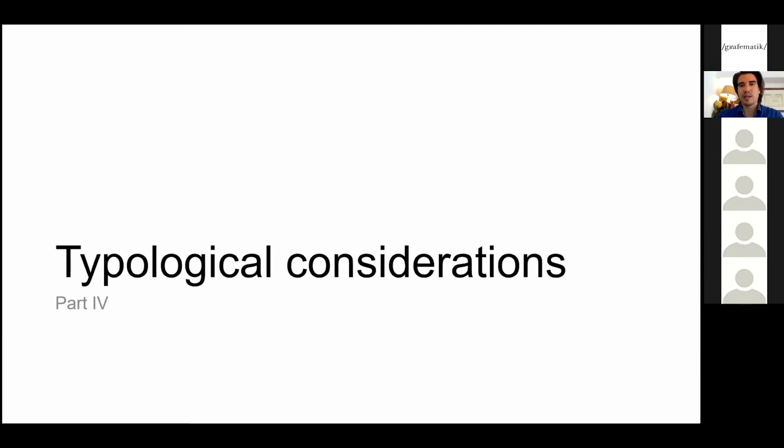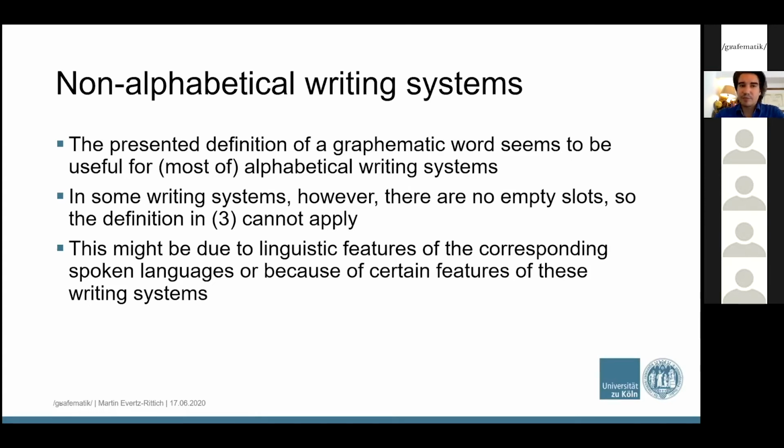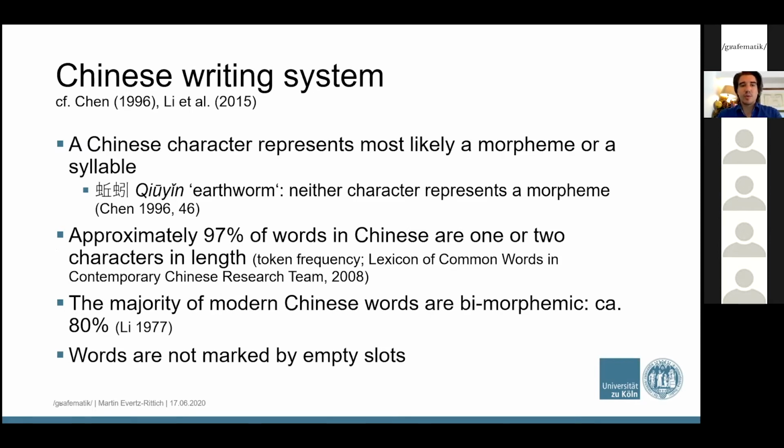Now let's come to writing systems which do not display empty slots between word entities. I believe the presented definition of a graphematic word is quite useful for most alphabetical writing systems. In some writing systems, however, there are no empty slots, so the definition in 3 cannot apply. And my claim is that this might be due to linguistic features of the corresponding spoken languages, or because of certain features of these writing systems. Let's start with the Chinese writing system. The Chinese character represents most likely a morpheme or a syllable. There are, of course, exceptions.